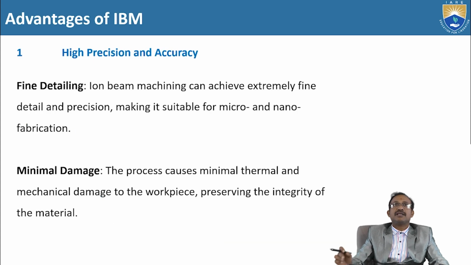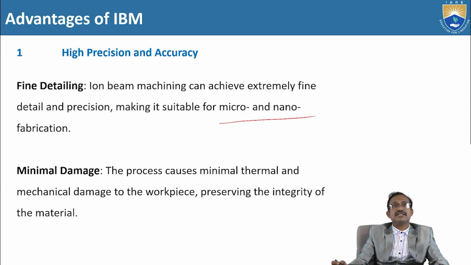Advantages of IBM: high precision and accuracy. Fine detailing. Ion beam machining can achieve extremely fine detail and precision, making it suitable for micro and nano fabrication. This is the greatest advantage of the ion beam machining. Micro and nano level fabrication is possible with the ion beam machining.